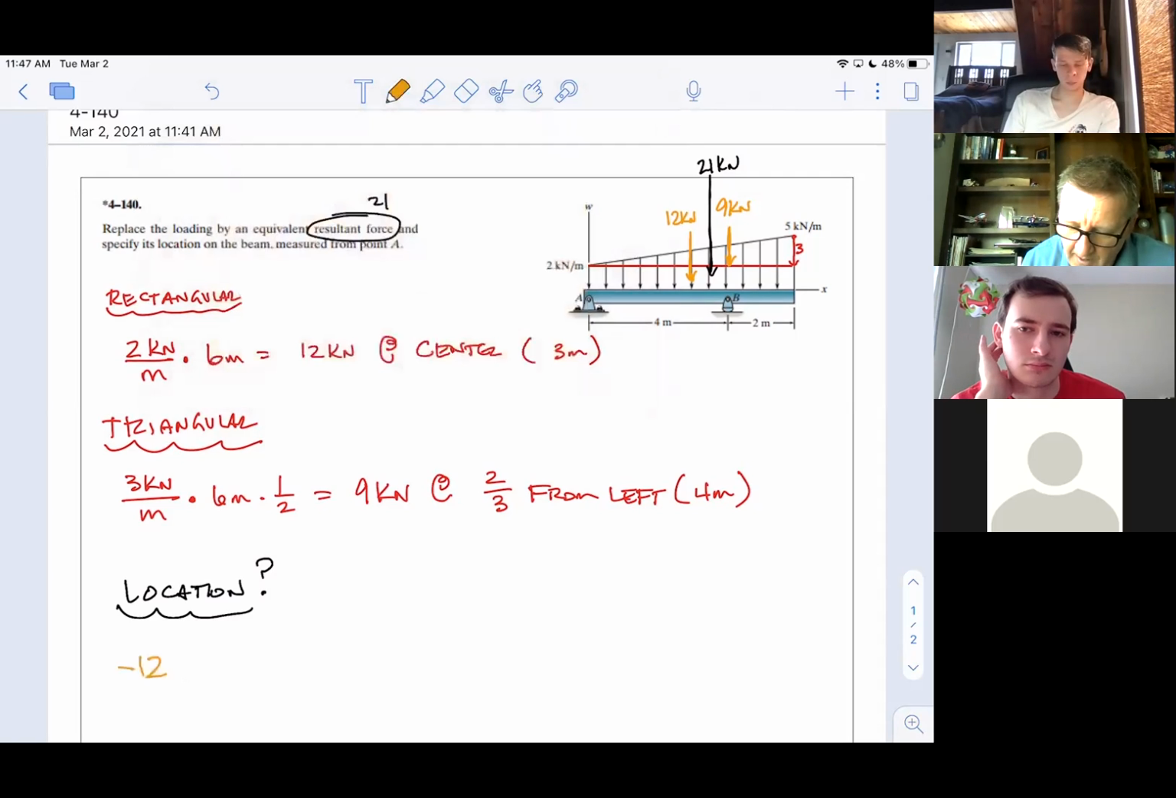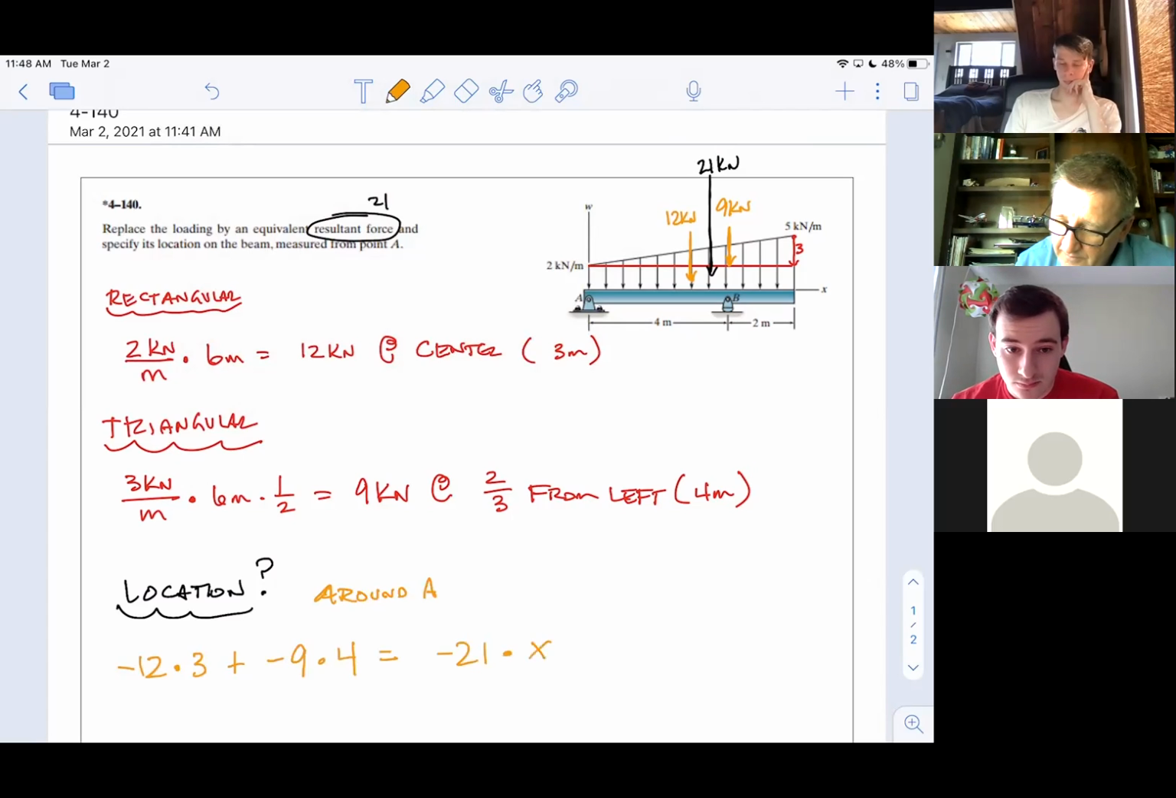And then I also have 9, which is also, if I'm going around A, if I choose to go around A anyway, I have -9 times its distance, which is 4. Wouldn't that have to be equal to -21 times, well, whatever X is? Does that logic make sense? Will those have to be the same thing?